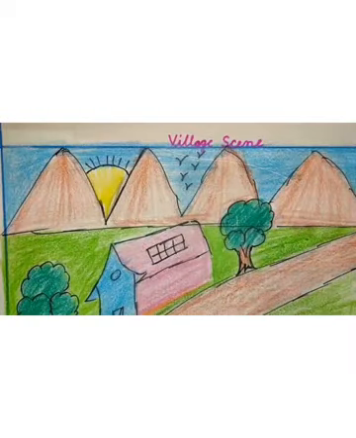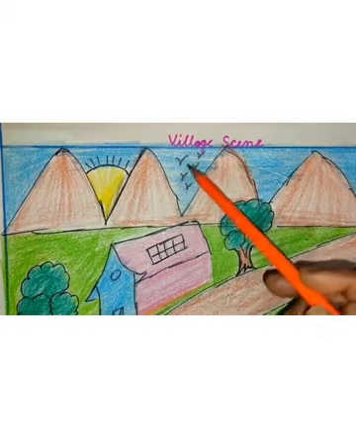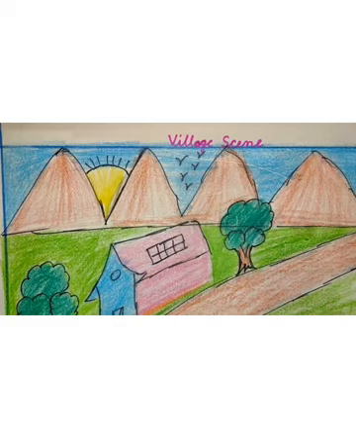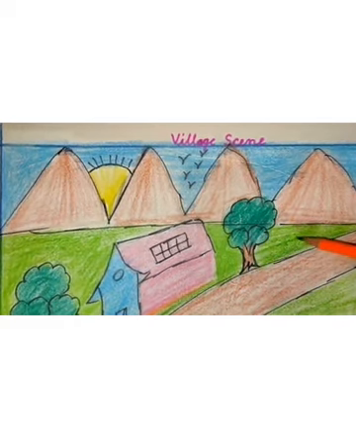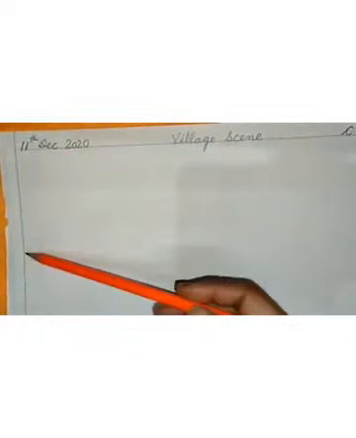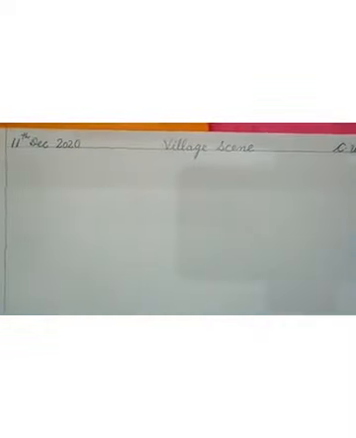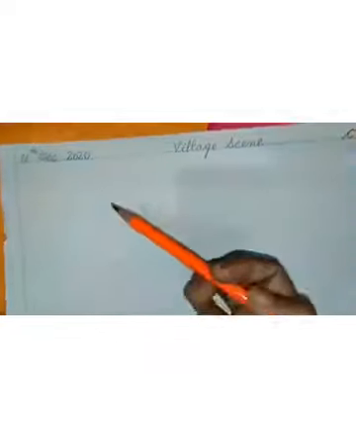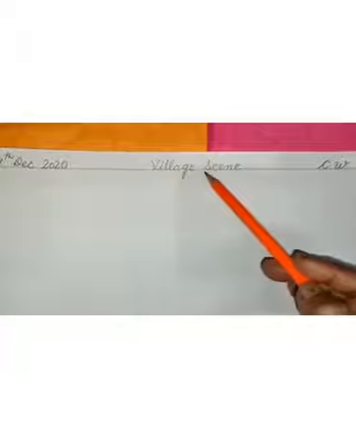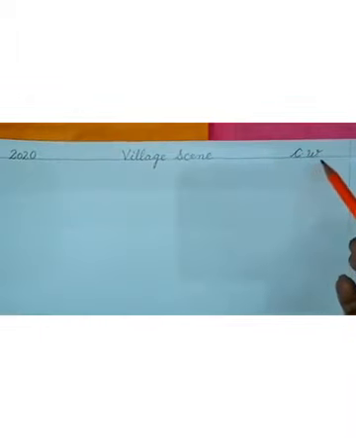Children, today I am going to teach you how to draw a village scene. Okay, as you can see here, we will learn how to draw a village scene. So what to do? You have to open your drawing book and draw a margin, left side, right side, upside and downside. Okay, now you have to write the date 11 December 2020, the heading village scene and class work.